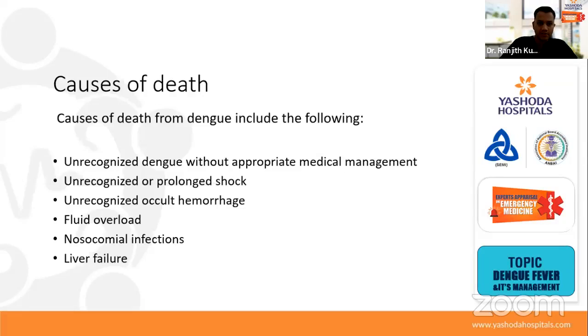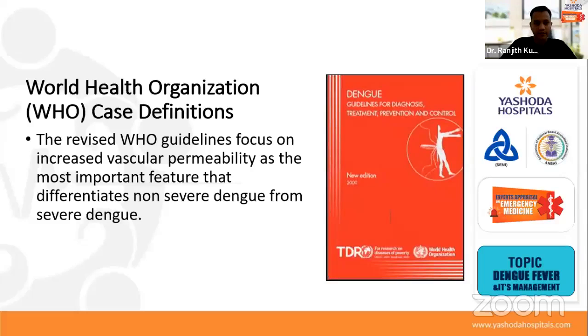Death in dengue is usually unrecognized without appropriate medical management, and it is usually because of prolonged shock or occult hemorrhage, fluid overload leading to pulmonary edema, shock states, nosocomial infection, and liver failure.